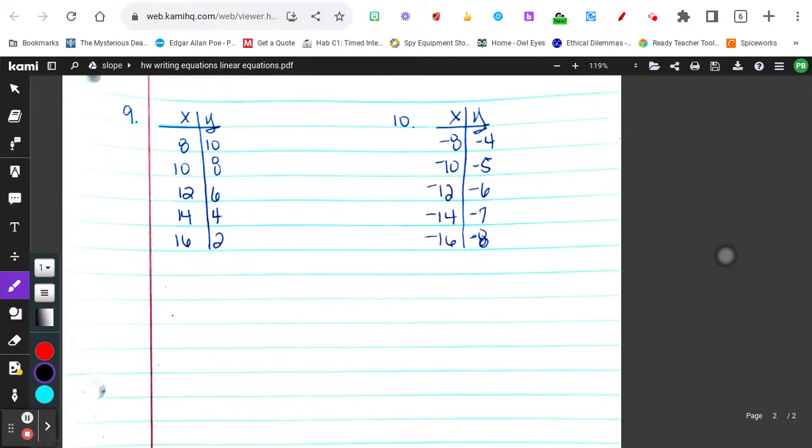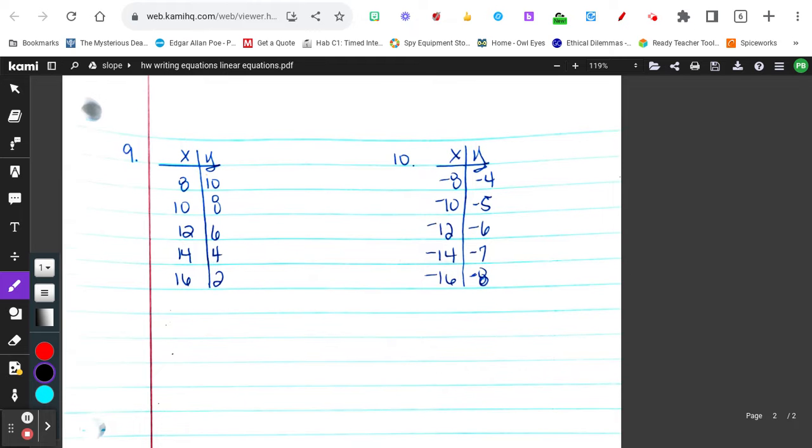All right, 9 and 10, when you're given a table of values, what do you do? Well, it's very easy. You're going to find the slope by calculating the change of y over the change of x. And then you'll pick a point. When I say pick a point, I mean pick 1. Pick a point from the table to help find b.